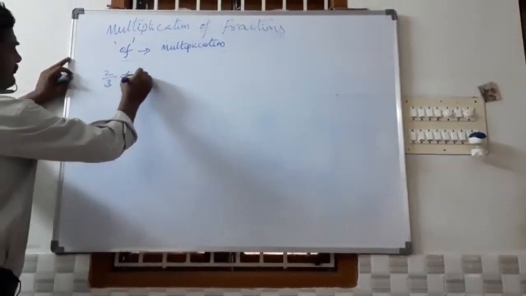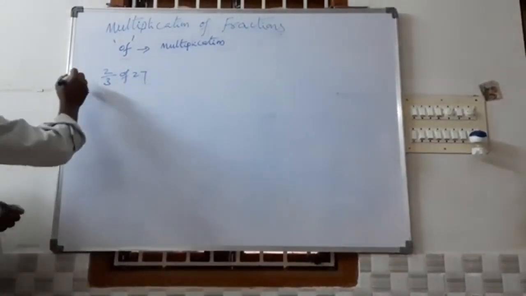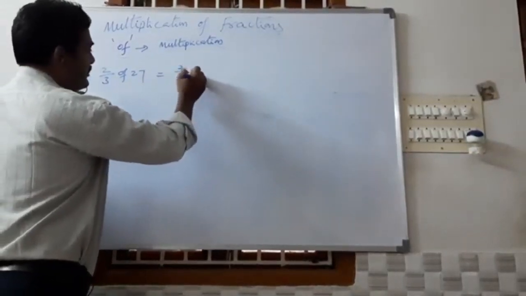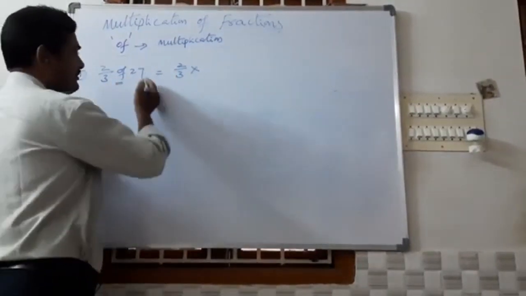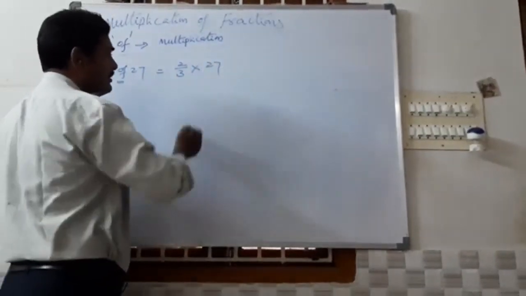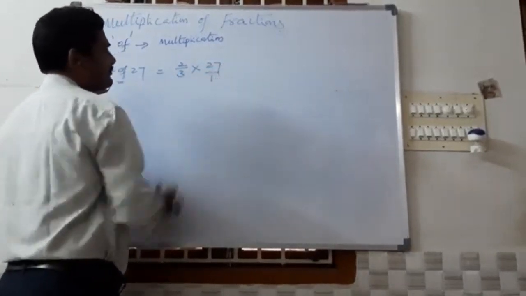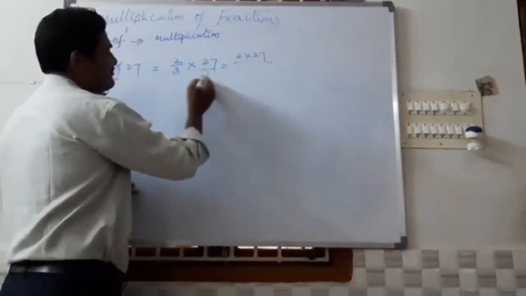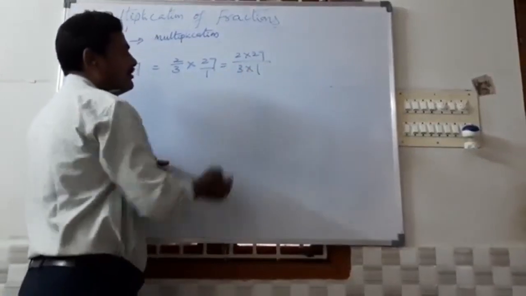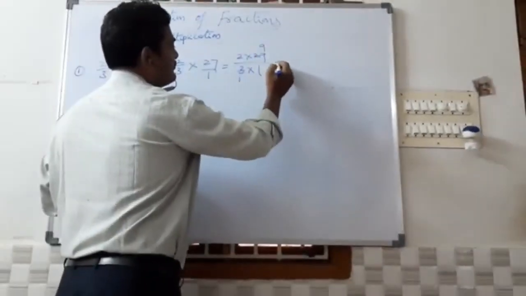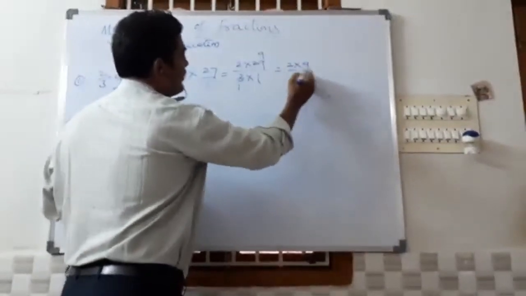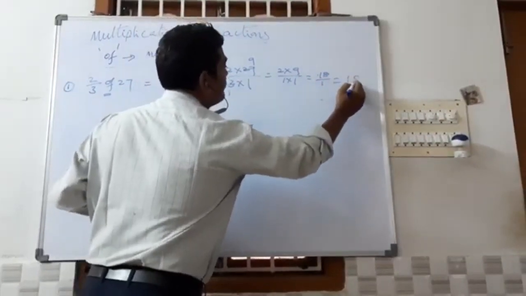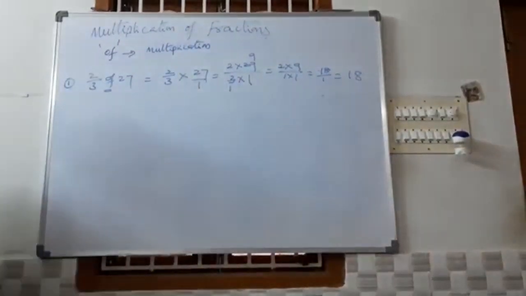Next, 2 by 3 of 27. Now, how can I write this one? 2 by 3, "of" stands for multiplication, into 27. Here, numerators are 2 into 27 and denominators are 3 into 1. Now, 3 ones, 3 nines. Now, remaining numbers 2 into 9 by 1 into 1. 2 into 9, 18 by 1. That equals 18. Like this, we can multiply.